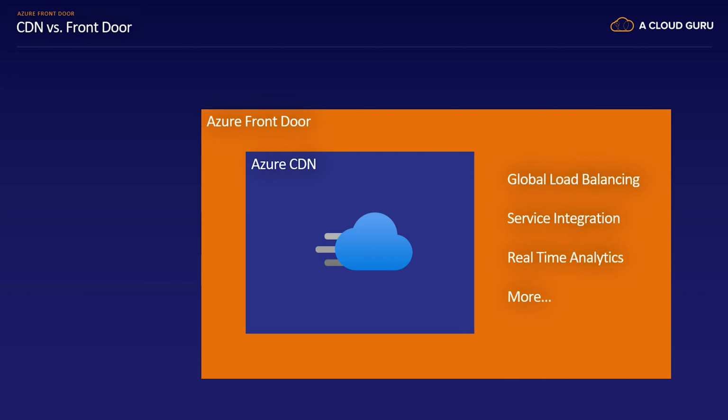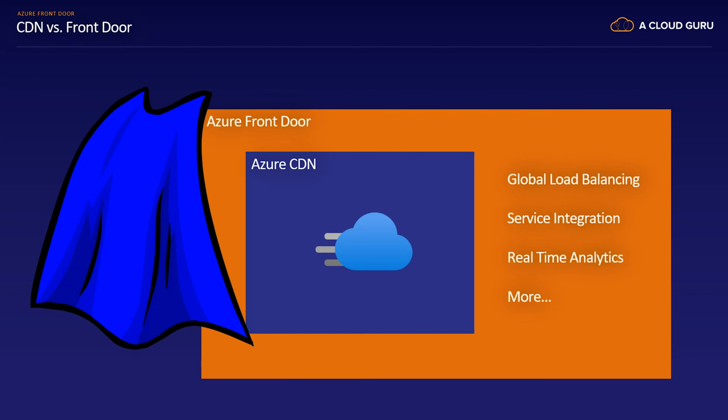It's like a CDN with a superhero cape. Front Door will make your application feel local no matter where your users are. All right, let's build the last part of our application.